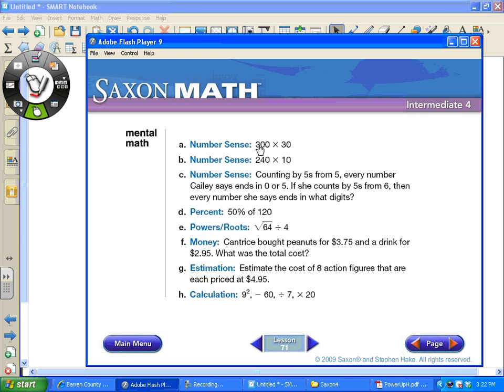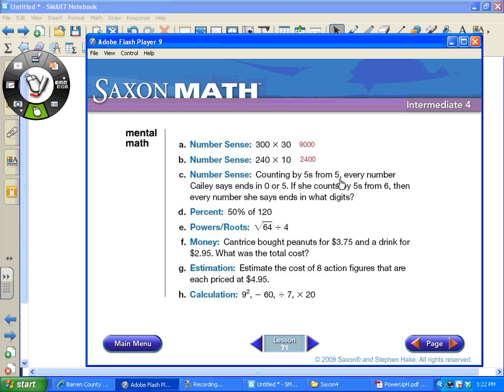Here we go. Let's look at the digits that aren't 0. 3 times 3 is 9. How many zeros do I tack on to the end? 3, 9,000. I can look at 24 times 1, that's 24, but how many zeros do I tack on? 2 at the end, 2,400.